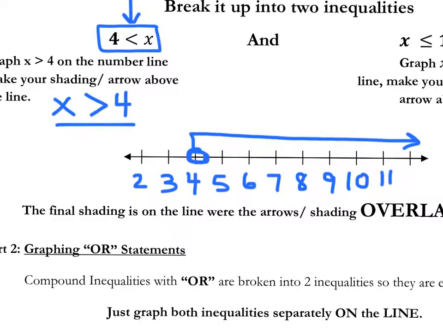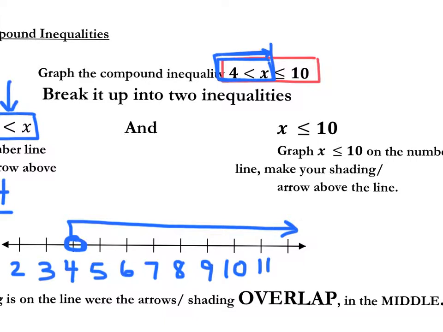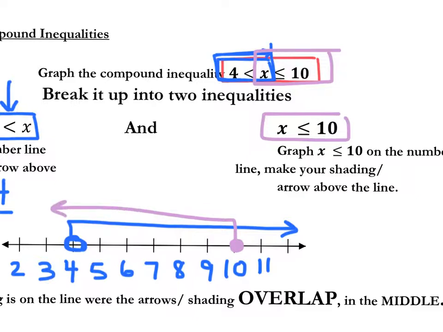Now, the second part of my inequality is right here. Start with x and then go to the end of the number. So we got x is less than or equal to 10. So I'm going to draw my dot on the 10. And this is less than, so I'm going to the left. Drew my arrow.